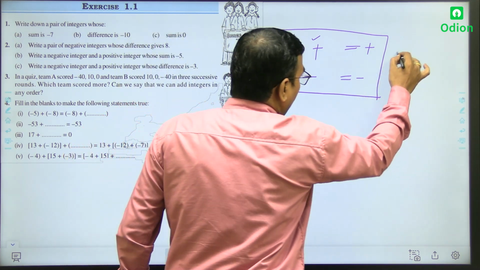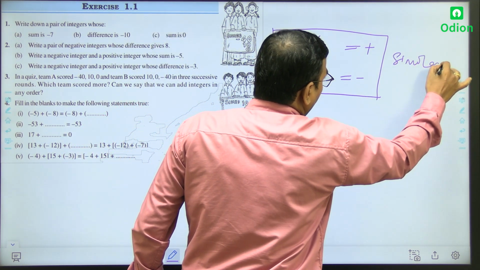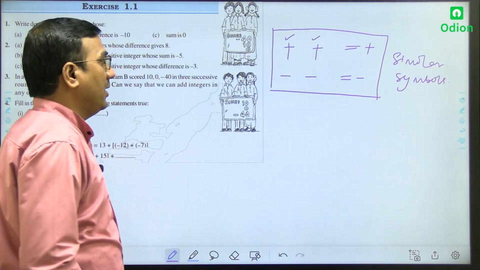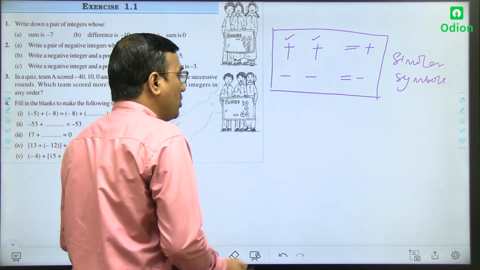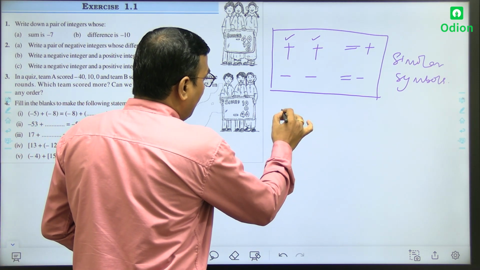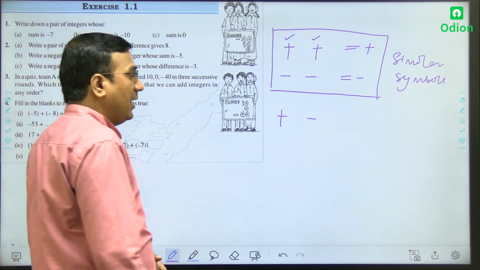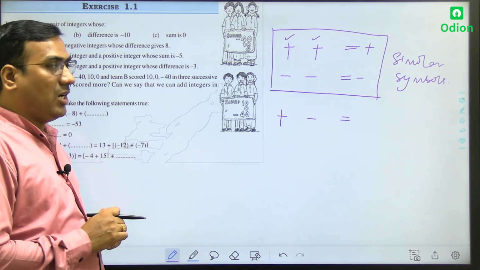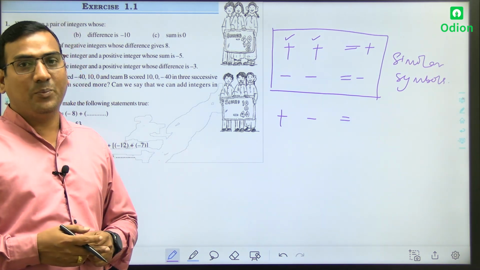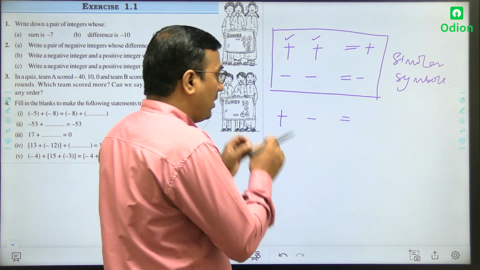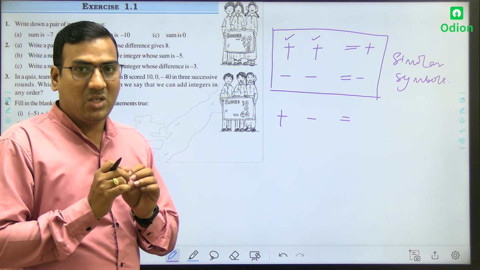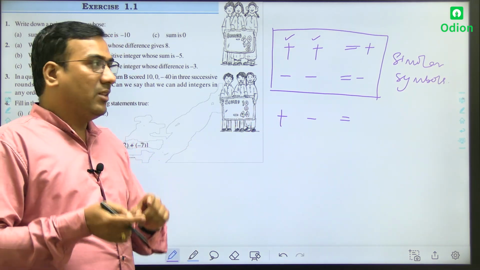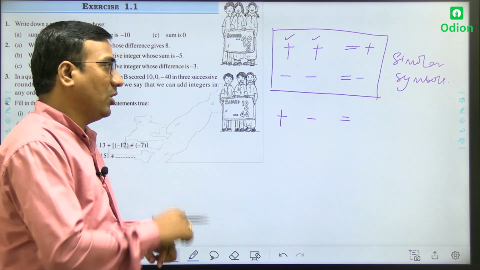Okay, similar symbols. Then go for the opposite symbols. Suppose the two integers are given in plus and minus respectively, then you have to deduct the two integers. And what symbol are we going to put over here? Just remember, of these two numbers, the number which is bigger, its symbol itself you have to put in the result.